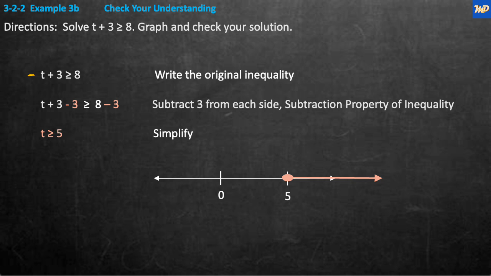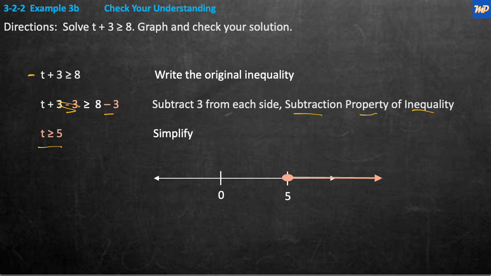We get the t by itself by undoing the addition, which placed the 3 here with the t. And to undo addition, you have to use subtraction. So we're going to subtract 3 from each side using the subtraction property of inequality. Okay? And when you do that, we're going to simplify and we're going to get the t by itself on the left and 8 minus 3 on the right, which is 5. And here it is. T is greater than or equal to 5.